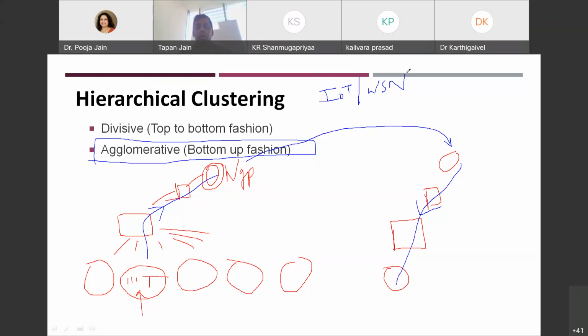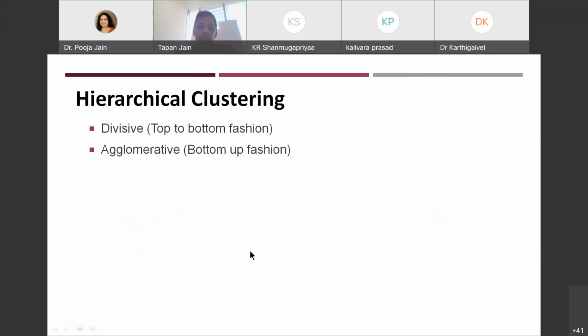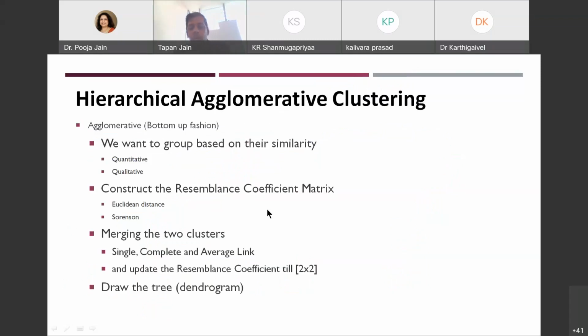So in wireless sensor network, we use this agglomerative clustering, and when we want to make a segmentation or a group, we use that top to bottom fashion, or divisive clustering. Another important aspect in this clustering is we need to plot a dendrogram. What do you mean by dendrogram? Dendro means a tree and gram means a drawing. So we have to draw a tree diagram at the end of this particular cluster.